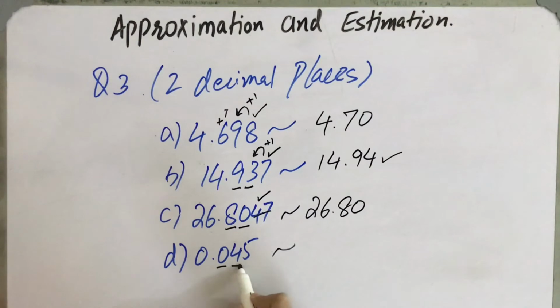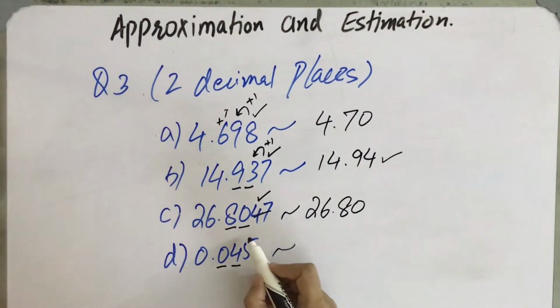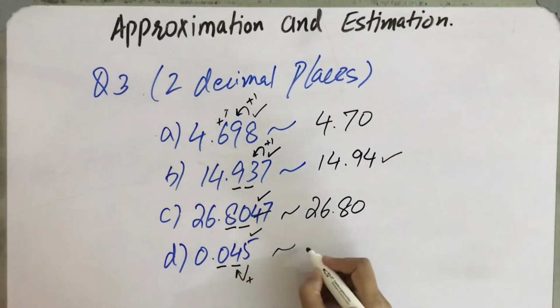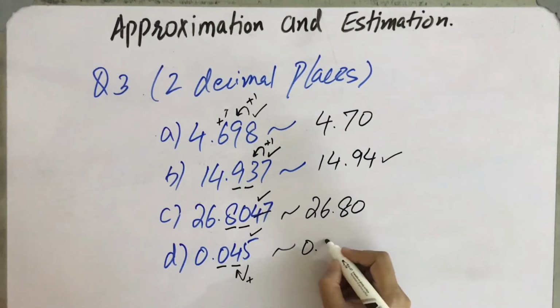0.05. The two decimal numbers are 0 and 4. This is the third number. It will decide. It is going to give 1 to 4 and our final answer will be 0.05.